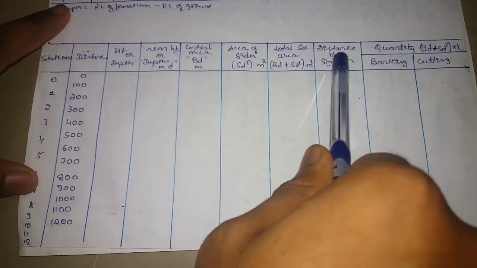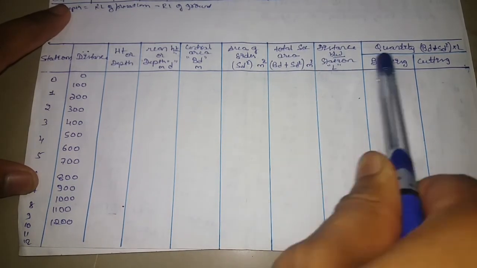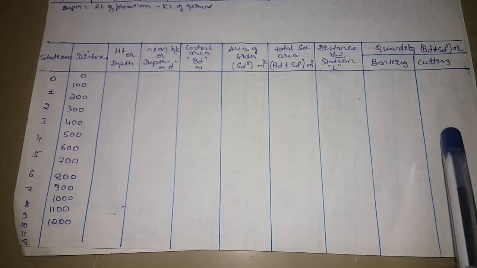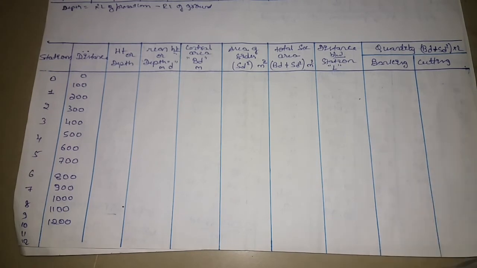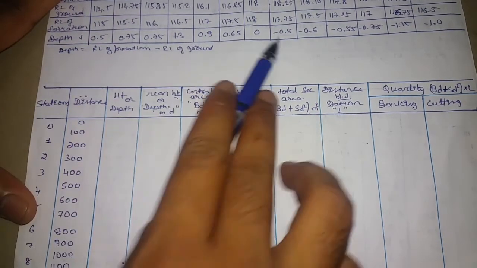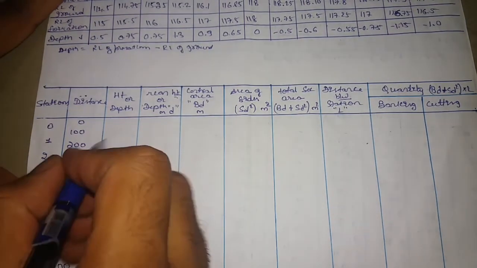Then we need to note down the station length, then if I multiply we'll get the total quantity. If it is positive then we'll put it in banking, if it is negative then we go on filling it in the cutting part, right? These are the things we have to note down very carefully. Then your calculation part starts here, right? Now whatever height values you got, tabulated in the upper column, we need to note down in the height part, so that part I am doing here.